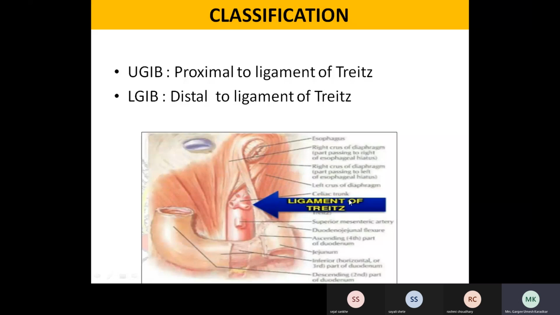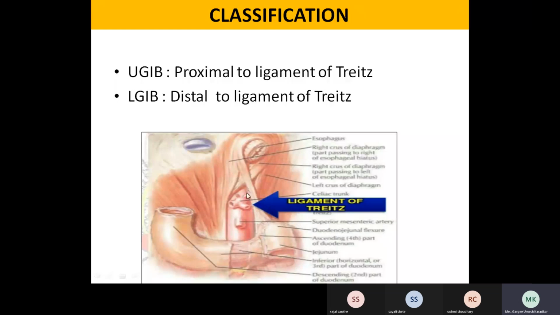Then there is the celiac trunk. Okay, these are your blood vessels, the celiac arteries, which provide the arterial supply to the abdominal cavity. What you can see here is the ligament of Treitz. This is the ligament which separates your upper GI tract from the lower GI tract. Below this ligament you have the duodenojejunal flexure.